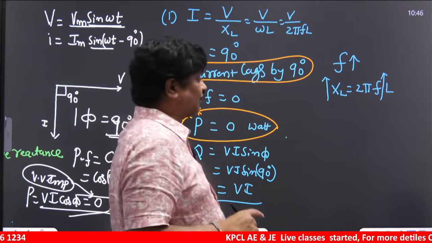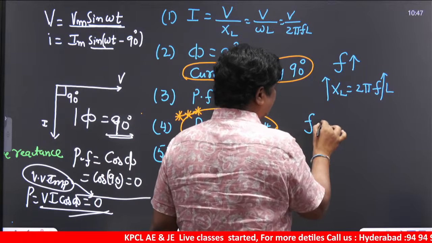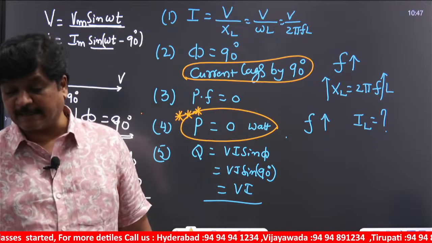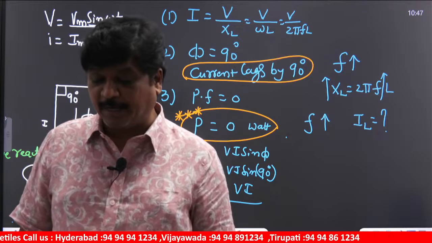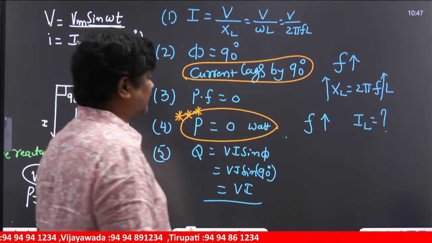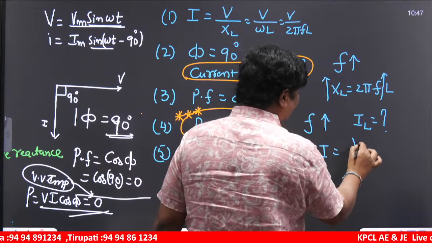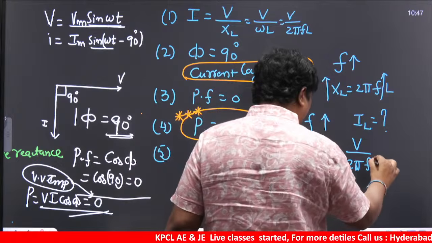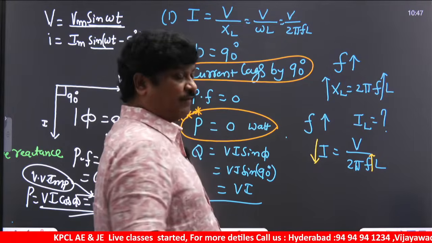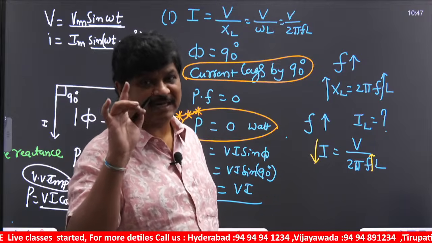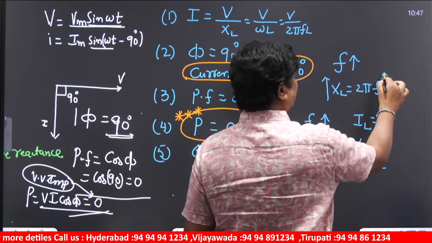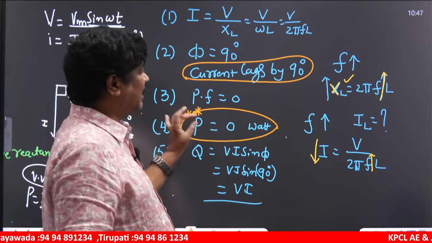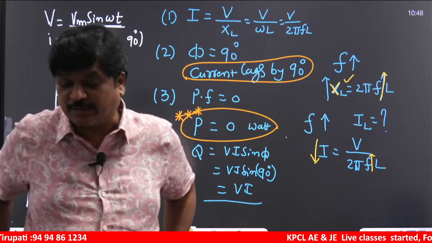Next, when frequency increases, what happens to the current in a pure inductor? Here the current I is equal to V divided by 2 pi FL. When frequency increases, current decreases in a pure inductive circuit. When frequency increases, inductive reactance increases. When inductive reactance increases, current decreases. These are all the objective questions possible in case of a pure inductive circuit.